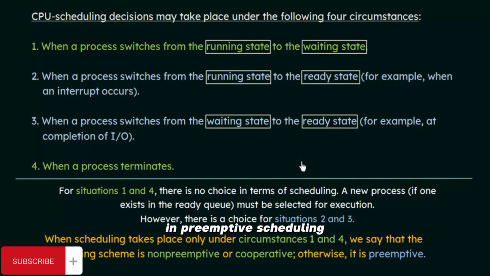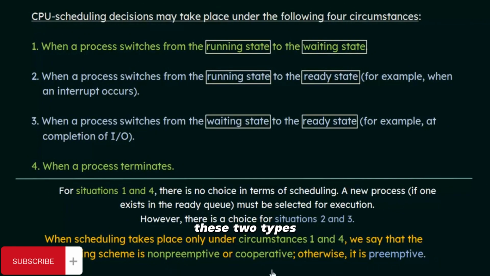So in preemptive scheduling, the basic idea is that the CPU can be taken away from a process even before it has completed its execution, or even before it is going into a waiting state. So that is what we mean by preemptive scheduling. And in non-preemptive scheduling, the CPU will never be taken away from a process until and unless it has either completed its execution or it has gone to a waiting state. So that is what we mean by non-preemptive or cooperative scheduling.